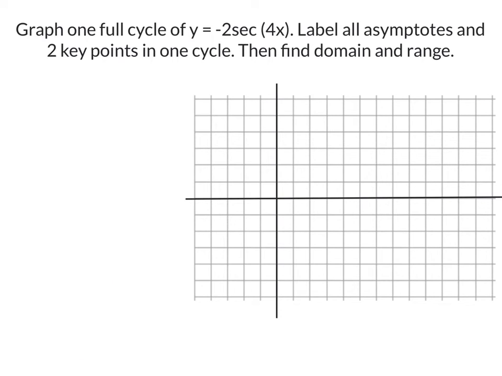So the last thing that we're going to do together is graph a function by hand. So let's graph one full cycle of this function here. So y equals -2 secant of 4x. And let's label all asymptotes and 2 key points in one cycle, and then we'll find the domain and range.